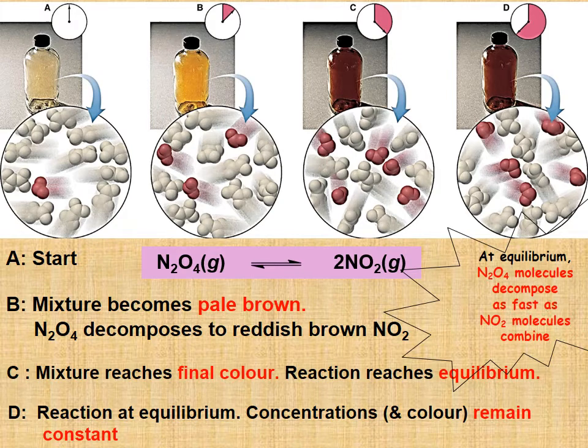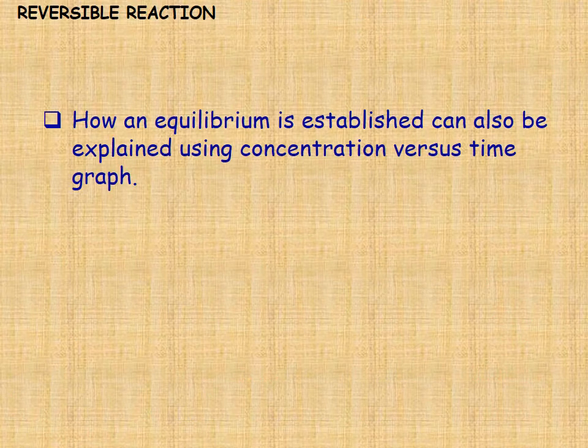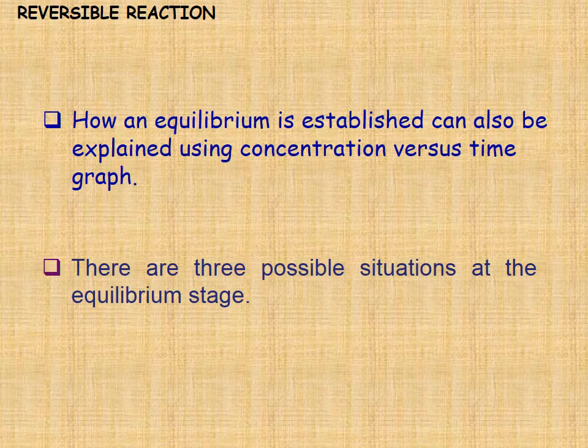At equilibrium, the rate of the reactant converting to product is equal to the rate of the product combining to form the reactant. So, the rate of the forward reaction is equal to the rate of the reverse reaction. How an equilibrium is established can also be explained using a concentration versus time graph. There are three possible situations at the equilibrium stage.